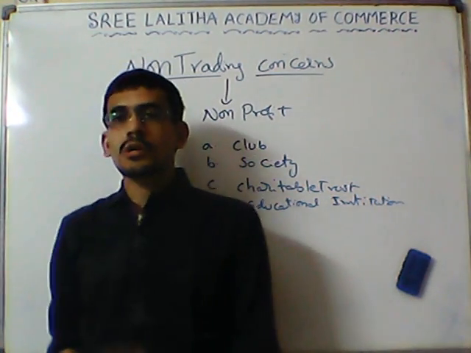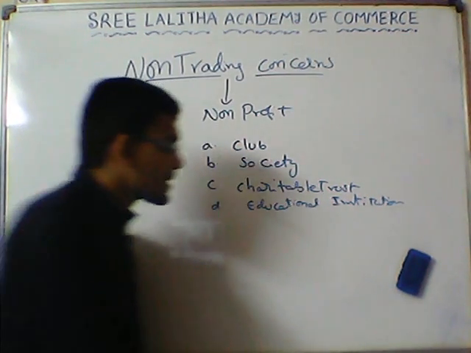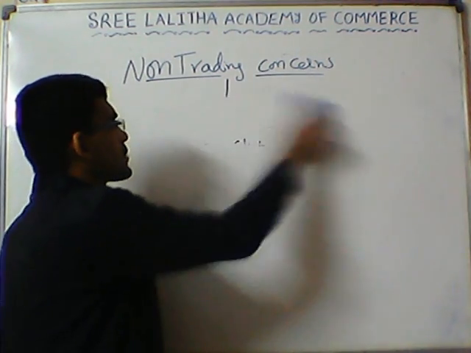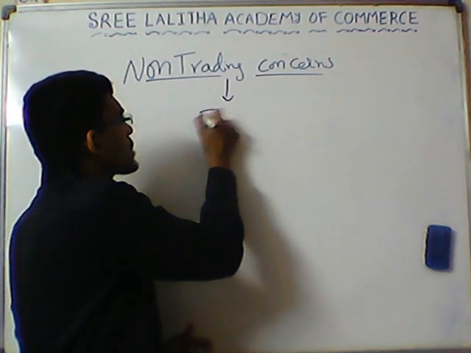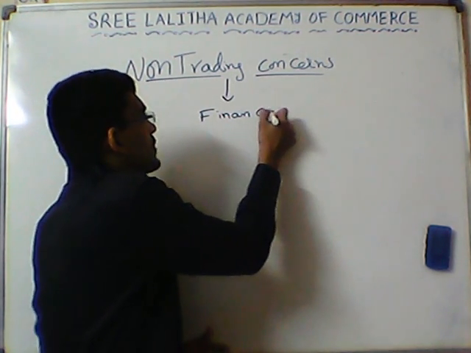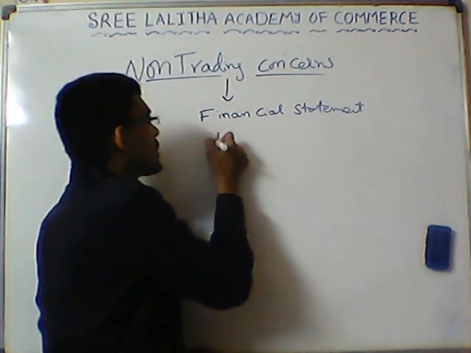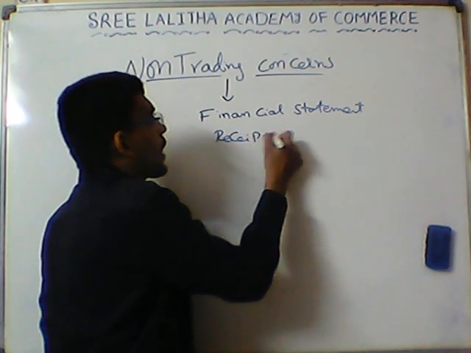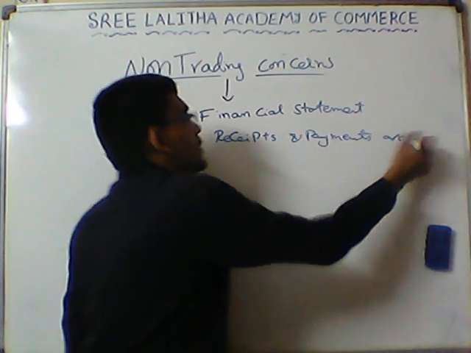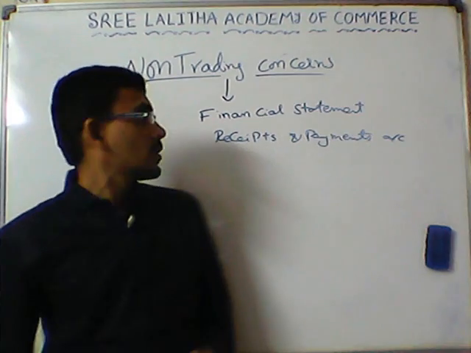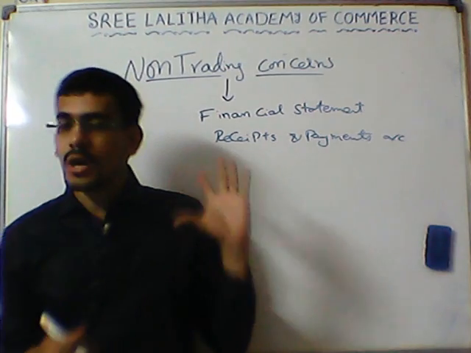And what are the financial statements and what are the books which this concern has to prepare? There are basically 3 financial statements which are required to be prepared by the non-trading concern. Of that, the first financial statement is nothing but the receipts and payments account. So first we will learn how to prepare the receipts and payments account. What are the things which have to be considered in the receipts and payments account? All this we will discuss now.